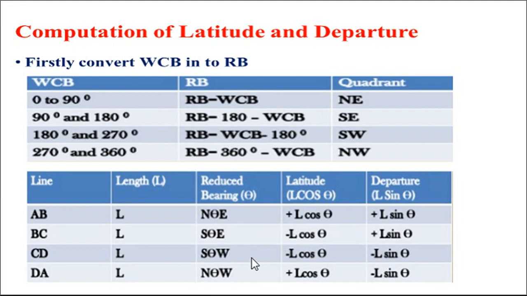Depending upon the position, for line AB the latitude is positive, that is length into cos theta, and the departure is also positive, length into sine theta. As line BC is in the second quadrant, its latitude is negative and the departure is positive. Line CD is in the third quadrant, so both latitude and departure are negative. And line DA is in the fourth quadrant, so latitude is positive and departure is negative.